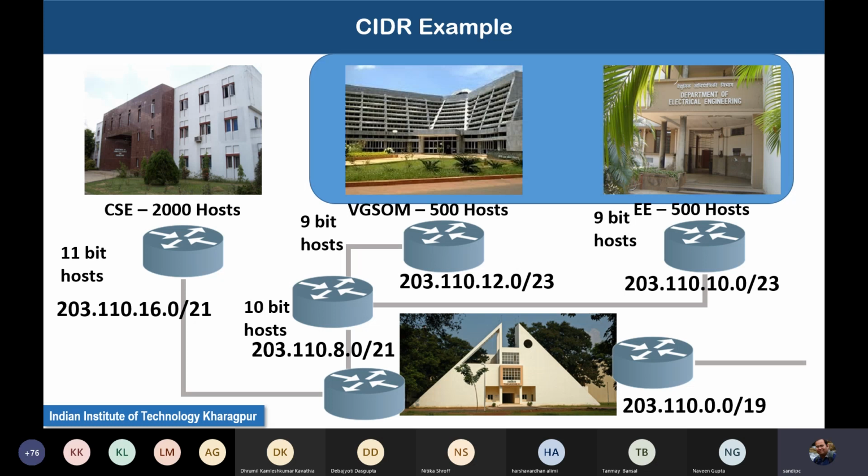One example I can give you: a couple of years back, I think in 2019, when you were in first year, we had a complete readdressing of the IP address blocks within IIT Kharagpur. One of the requirements was this: we had divided the addresses in a different way earlier, and as new buildings came up within IIT Kharagpur, we had a requirement for more IP address blocks.